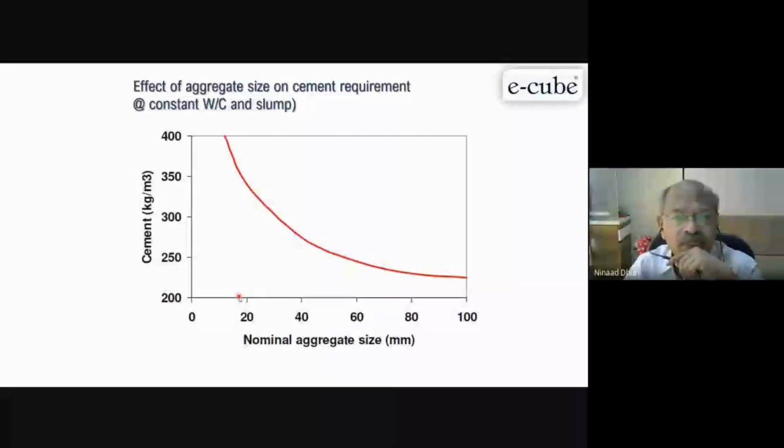This is also the same, put it into the graphs. You see the nominal size 20 mm, maybe cement content about 350. Now, same water cement ratio and slump. My size, suppose, goes to 40 mm, my cement content goes to maybe 275. This all plays on the surface area of all the particles available in that unit volume.